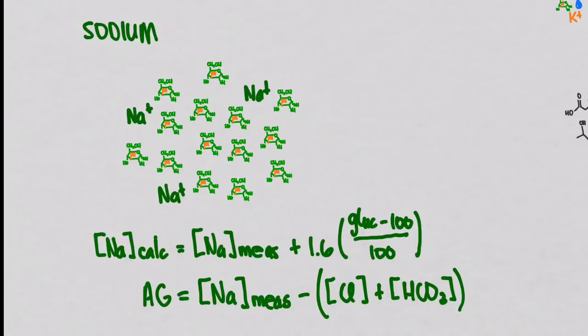Now, when you're calculating the anion gap, you need to use the measured sodium. So you don't use that corrected version.